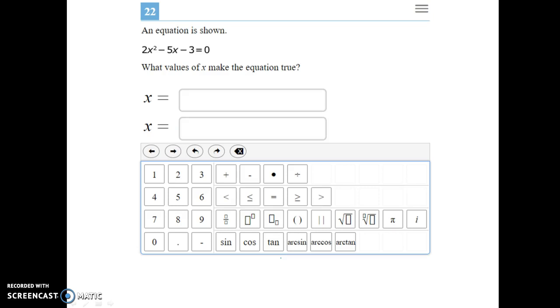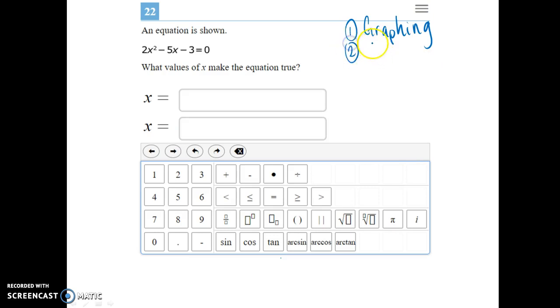An equation is shown, 2x squared minus 5x minus 3 equals 0. What values of x make the equation true? So this is a quadratic equation. Your teachers are right now talking about teaching you how to solve all different ways when you're presented with a quadratic equation. So the first way was graphing. So you just plug it into your calculator, you see where it crosses the x-axis.